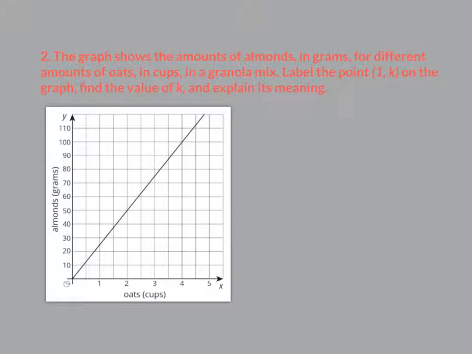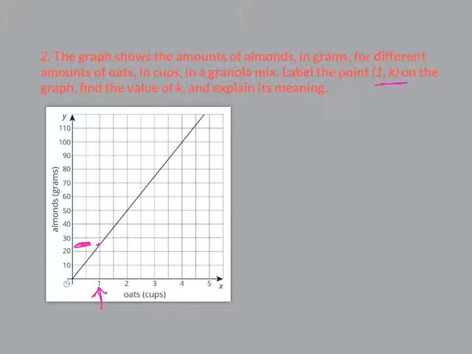Next problem. This graph shows the amounts of almonds in grams for different amounts of oats in cups in a granola mix. So label the point (1, K) on this graph and then find the value of K. So basically it's asking us to start with the 1 and go up the line and see where it crosses, like where we get to the line. It's right there on that spot.